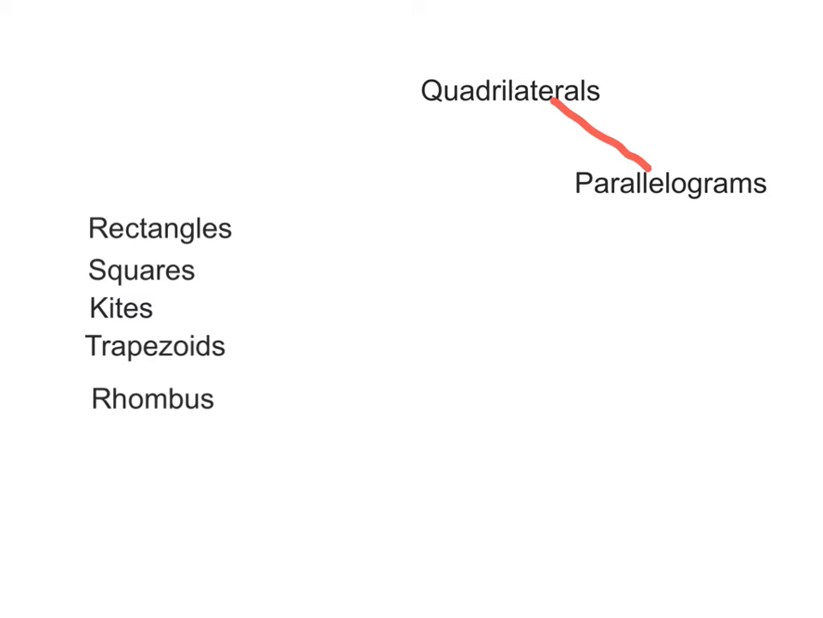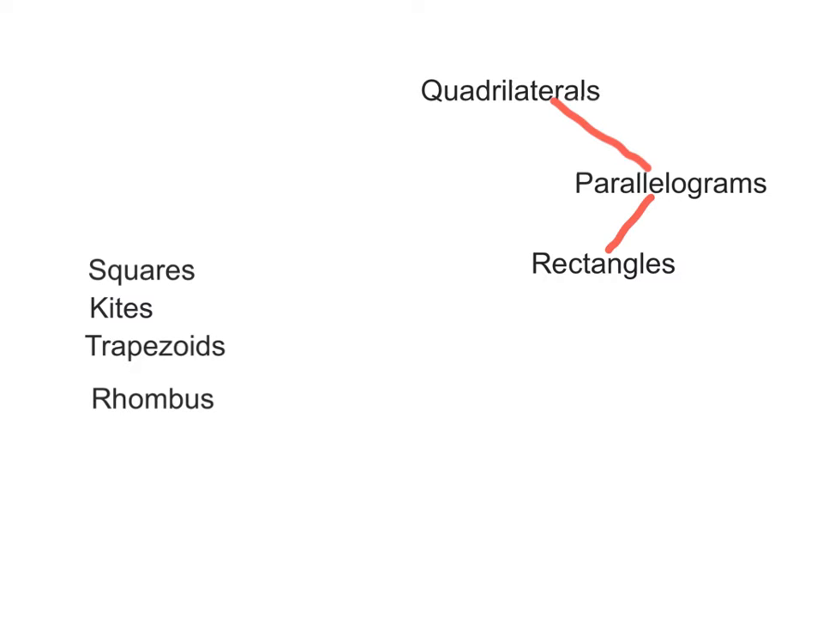Well, what else is a parallelogram? Well, a rectangle is a parallelogram. I'll put this over here. So a rectangle, if you look at it, that means a rectangle is a parallelogram, which is a quadrilateral. So a rectangle is a quadrilateral.